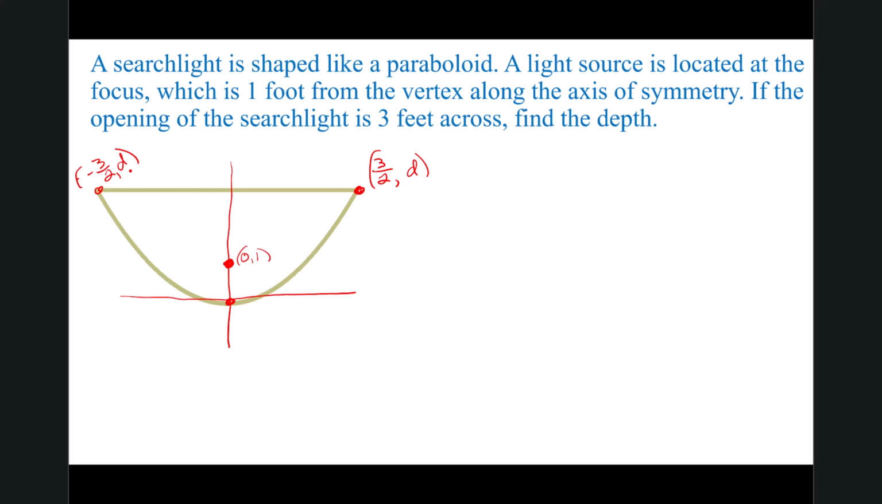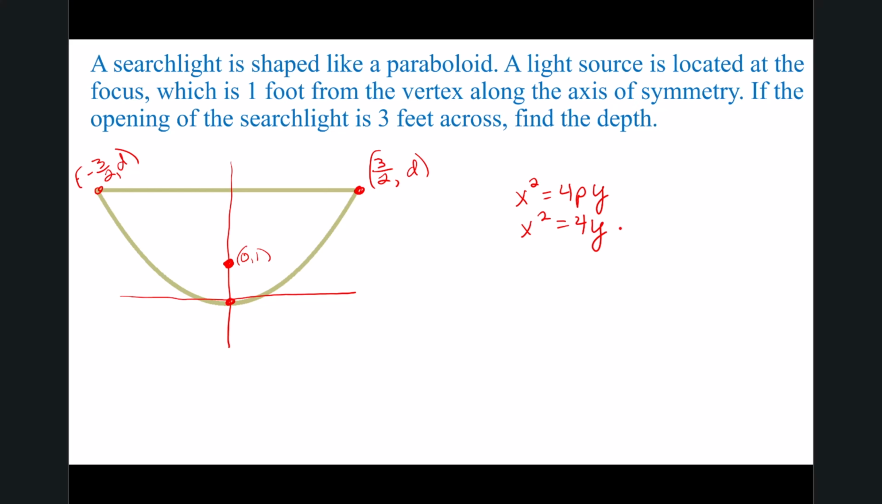Find the depth. So what do I know? I know it's opening up, and I know that my vertex is at (0, 0). So I have x squared equals 4py. I also know that p is 1 because that's the distance from the vertex to the focus. It already tells me that. So I have x squared equals 4 times 1 times y. So x squared equals 4y is the equation.